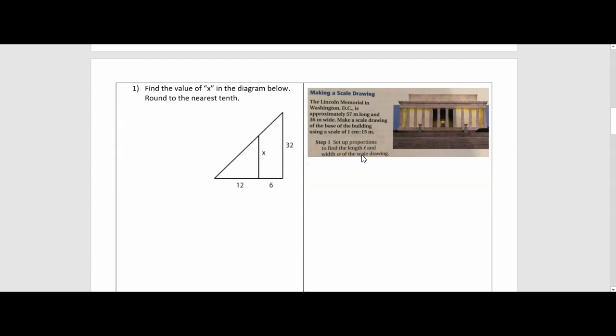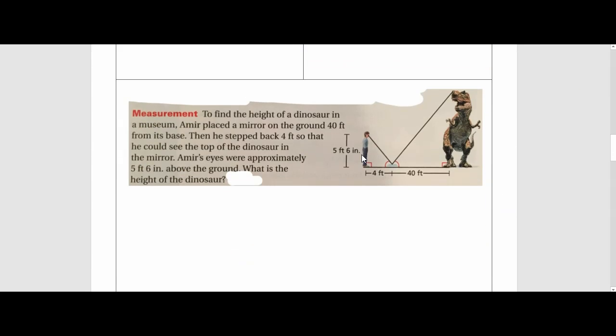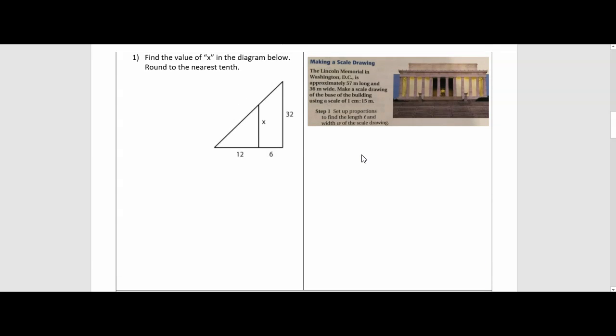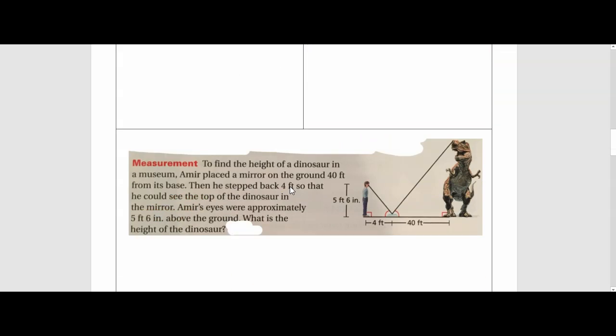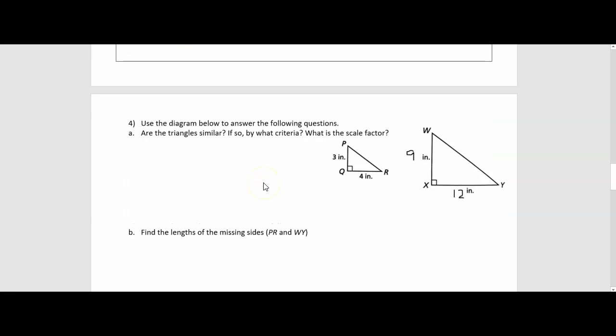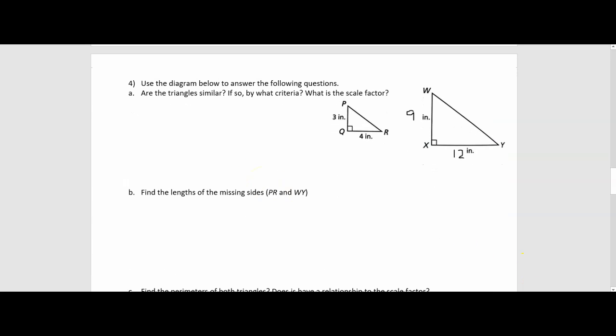Okay, I think we're going to skip the next few. We'll work on those in class. You can try those on your own. Again, in these diagrams, you're just looking for similar triangles. I know that in this Lincoln Memorial one, it's not going to be similar triangles, they're going to be rectangles, but sort of the same properties apply based on similar polygons. We are going to move to number 4 though, because this is a new idea.